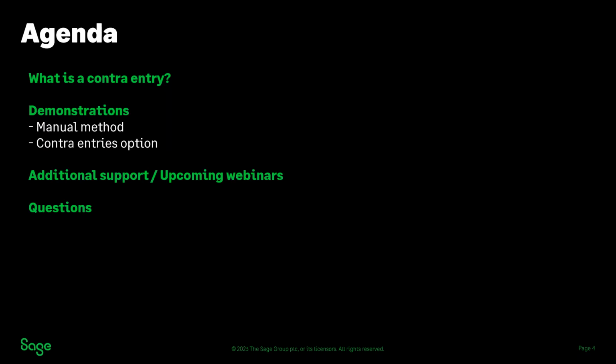Right, okay, let's have a look at what we are covering. A little bit of background to start with, what a contra entry actually is, so I'll quickly cover that one. And then we'll run through two demonstrations. One is the manual method, which is a nice simple method. Even if you have access to the contra entries option, you might still use the manual method, and you'll see why. Then we'll run through the contra entries option as well, which is a bit more automated and guides you through the process step by step a little more. So we'll look at both.